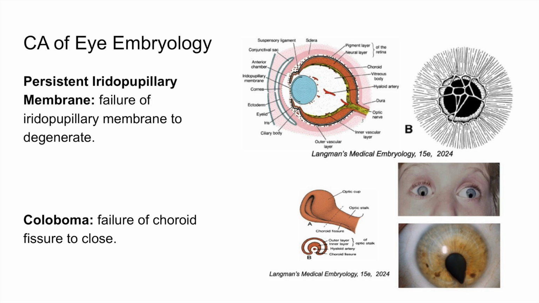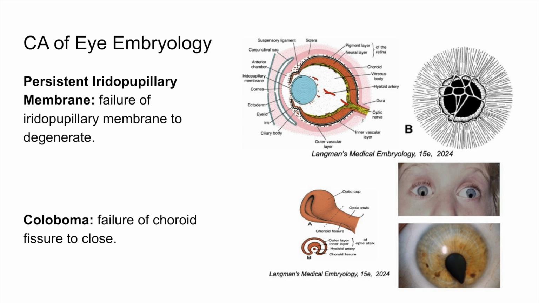And if that closure fails, it leaves a gap in the inferior portion of the structures of the eye, most commonly the iris, producing the characteristic keyhole or cat's eye appearance. So depending on how extensive the failure is, coloboma can also involve deeper structures like the retina or optic nerve and can lead to significant visual deficits, but in general, these are pretty benign. They just look kind of funky.